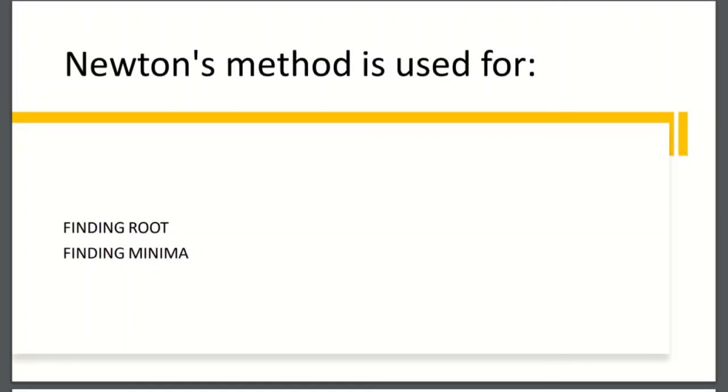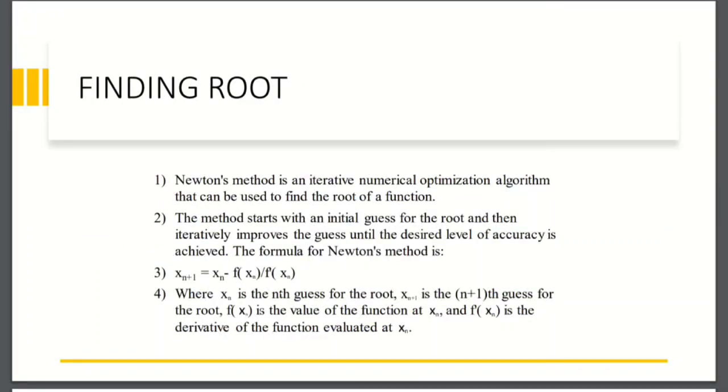multivariable case. Firstly, for finding the root, the process is, as it's an iterative optimization, for every iteration we get closer to the root. This starts with an initial guess for the root, and then for every iteration we improve the guess until the desired level of accuracy is achieved.